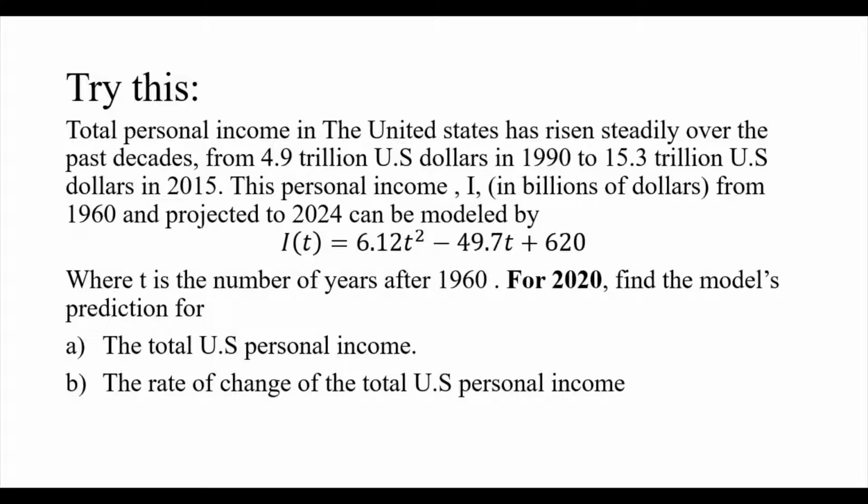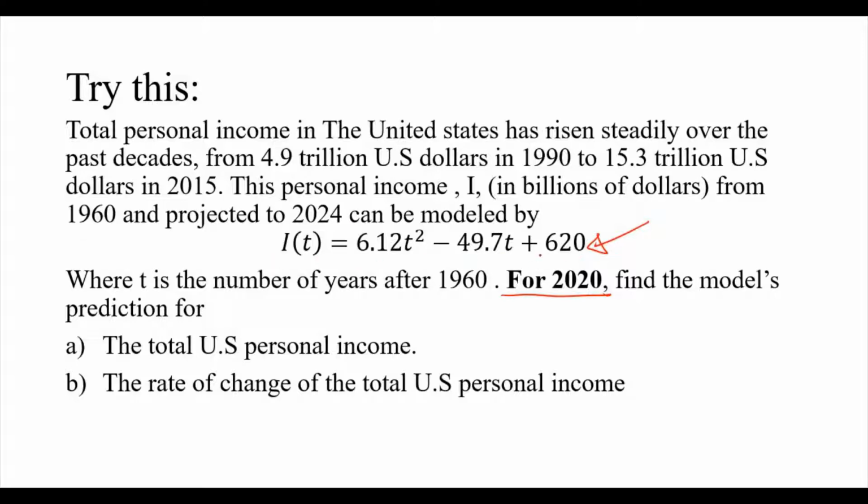For 2020, find the model's prediction for the total U.S. personal income and the rate of change of the total U.S. personal income. So I'll give you a hint. The total U.S. personal income for 2020 is basically given by the model that is provided. Given that t represents the years since 1960, we're going to count how many years there are from 1960 to 2020. After you find that number, you're going to plug the answer into the original model that is provided.